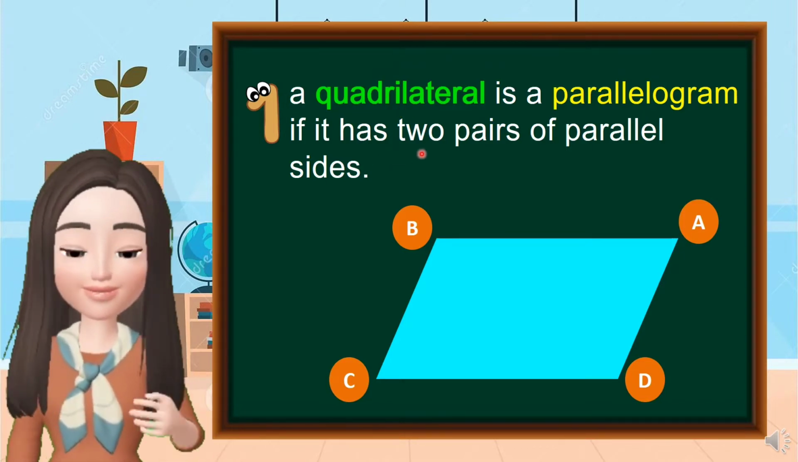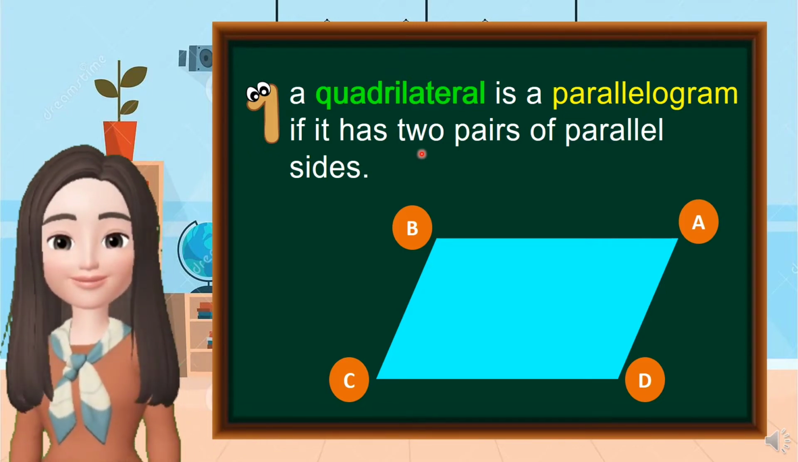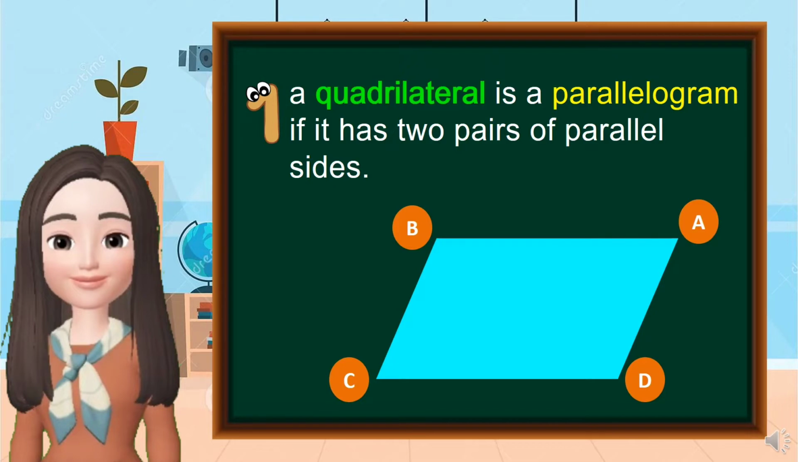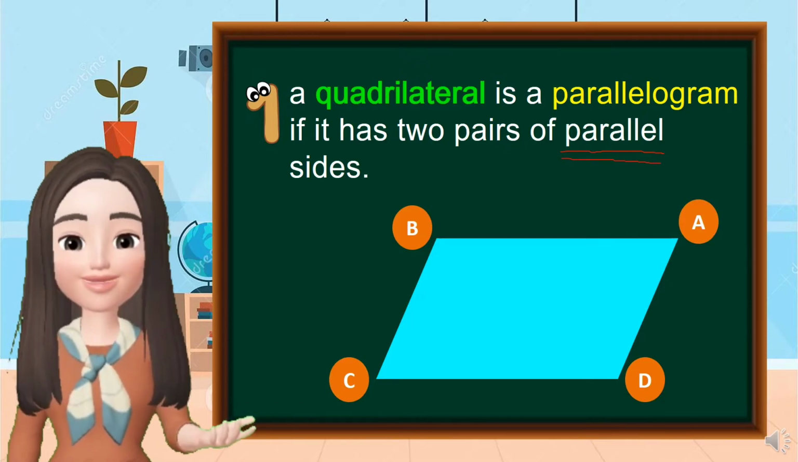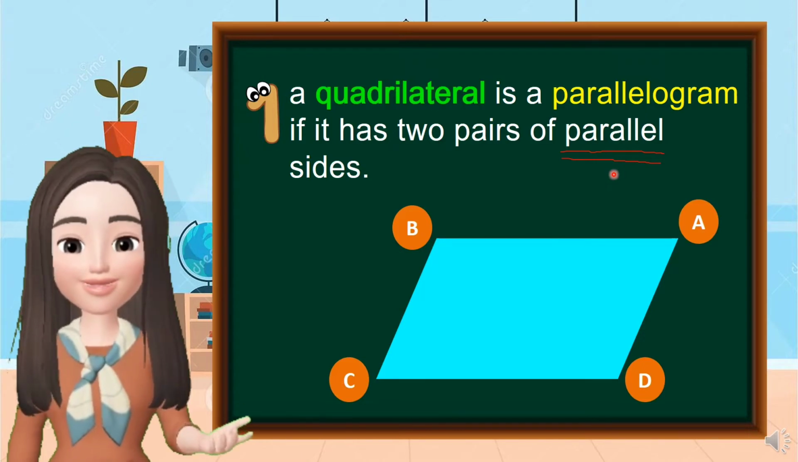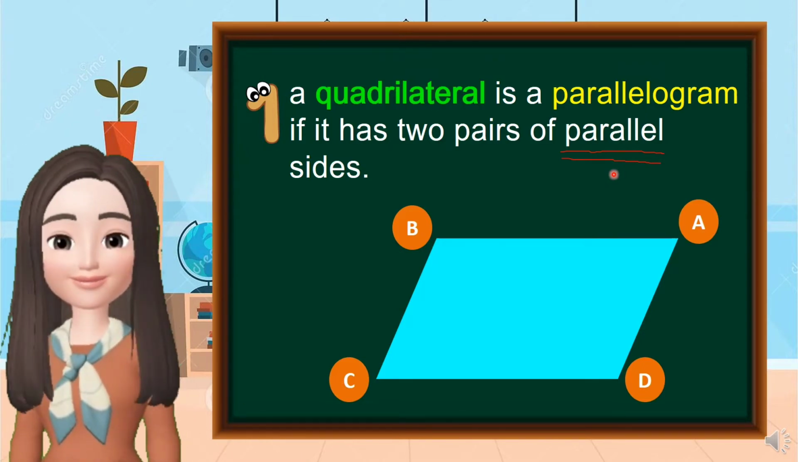So, ibig sabihin, kapag wala po or kapag iisang pares ang ating parallel sides, meaning it is not considered a parallelogram. Because a parallelogram should have two pairs of parallel sides. By the way, what do we mean by parallel sides? Sides na parallel. Okay. So, you remember the parallel lines? Very good. So, parallel lines are those lines that never meet. So, sila yung lines na hindi magtatagpo kahit kailan.